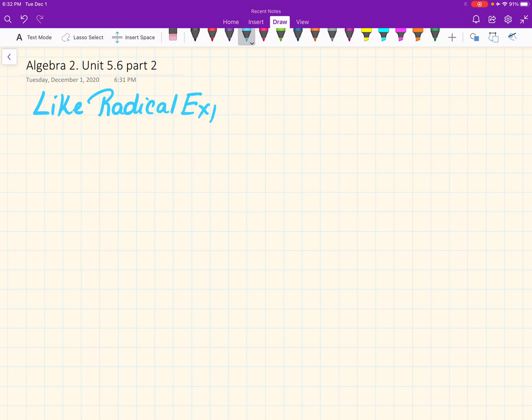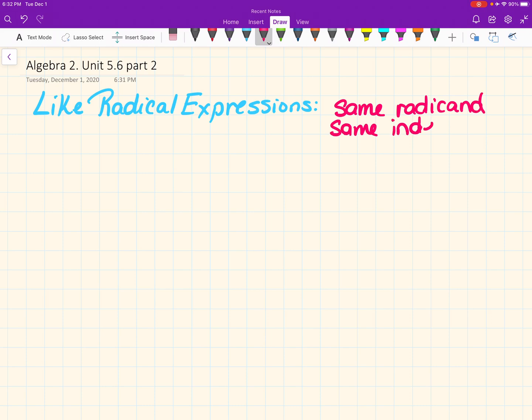Like radical expressions, in order to simplify them, have to have the same radicand, number under the radical, and the same index. If they don't, you can't combine them. They're not like expressions, okay? So it's kind of like, can I add x and y together? No, but you could add x plus x together. But you can't add x squared and x together. They're different. So the same thing we're kind of dealing with here is what are we allowed to add?